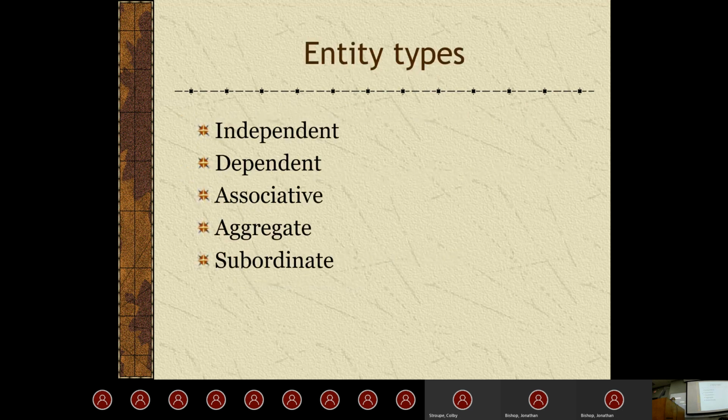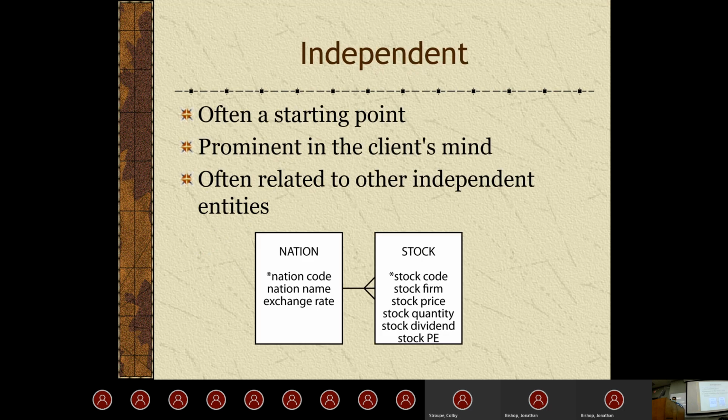Now, within entities, there's several different types of entities. So we have independent entities, dependent entities, associative entities, aggregate entities, and subordinate entities. So let's go through each of these. So when we think about an independent entity, what really makes it stand out is that it's likely not going to have a composite primary key.